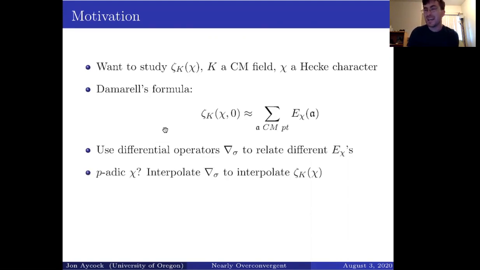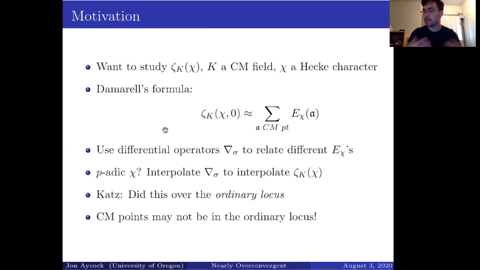And for p-adic Hecke characters, which might not be finite order, which might involve the norm, we can just interpolate these differential operators, and that allows us to interpolate the values of zeta k at different Hecke characters. This is done by Katz over the ordinary locus, and in fact, the issue is that these CM points might not be in the ordinary locus. If the prime p splits, then you get this in the ordinary locus.